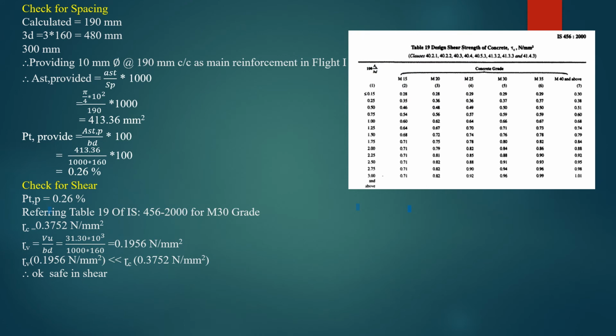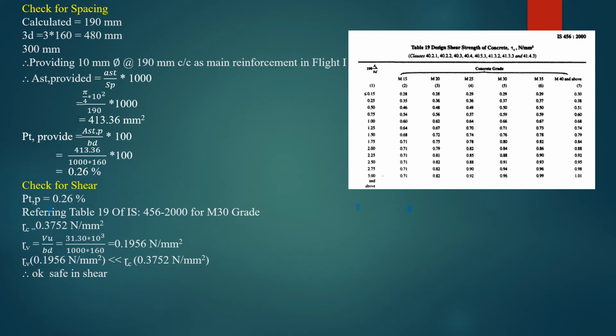As per IS code, it is given that spacing should be whichever is smaller of the three: the calculated one, 3D, or 300 mm. The calculated one we got as 190 mm. 3D will be 3 into D, where D is the effective depth. Therefore, we got 480 mm, and 300 mm is the minimum. Out of these three, 190 mm is the least, so we can provide our calculated one. Therefore, providing 10 mm diameter at 190 mm center to center as the main reinforcement in the flight.